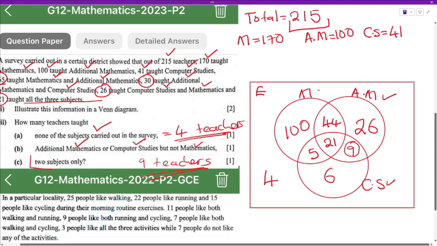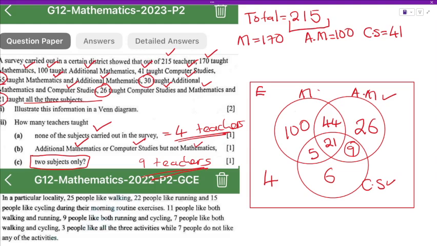Okay, and then you come to the last one. How many taught 2 subjects only? 2 subjects only. Which regions are those? Well, this one, 44, 5, and the 9. So you add all those. The answer you find, those are the teachers that taught 2 subjects only.